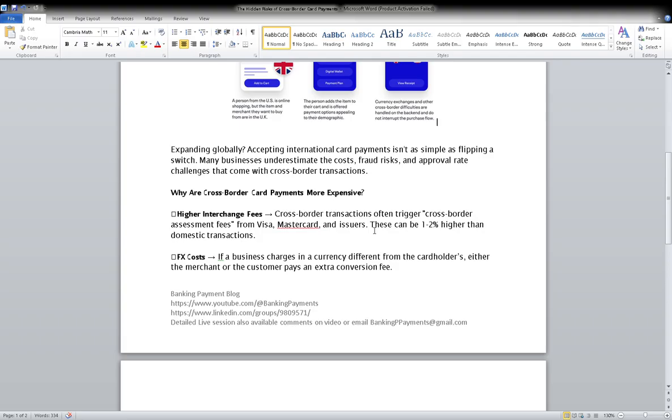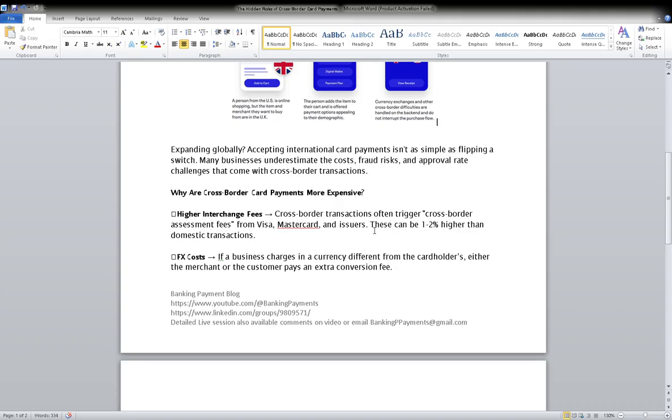There are many bullet points. First, higher interchange fees. Cross-border transactions often trigger a cross-border assessment fee from Visa, MasterCard, and the issuer. This can be 1 to 2% higher than a domestic transaction. You understand the meaning of CBPR, right? Cross-border payment. When you transact in another currency, not in your native country, for example if you have a card holding dollars and you transact in India, transaction fees definitely apply.